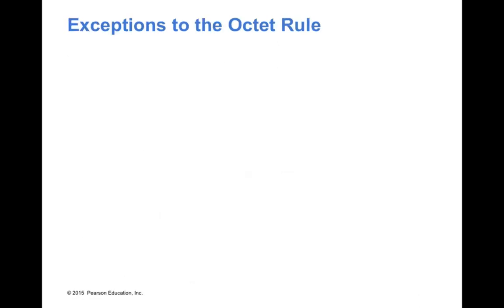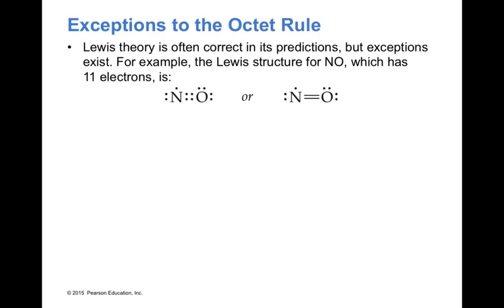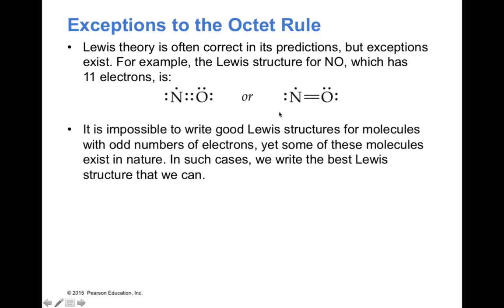So there are some exceptions to the octet rule. Lewis theory is often correct in its prediction, but exceptions exist. For example, the Lewis structure for NO, which has 11 electrons, is this one. So here we can see that we're going to have just a lone electron there. It is impossible to write a good Lewis structure for molecules with odd numbers of electrons. Yet some of these molecules exist in nature. In such cases, we write the best Lewis structure that we can.